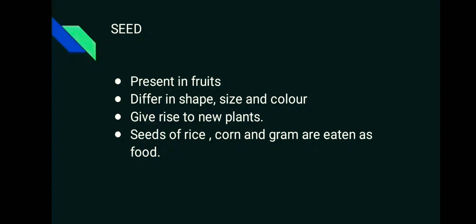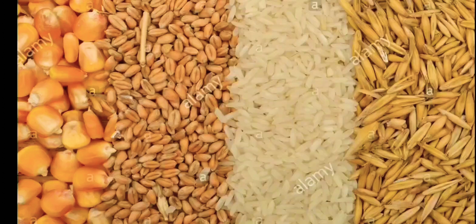They are divided into cereals and millets. Cereals and millets, what are those? Those you will study in higher classes. These are different types of seeds. Here you can see different types of seeds which are eaten as food. As you can see here, corn seeds are there, wheat seeds are there, and rice seeds.